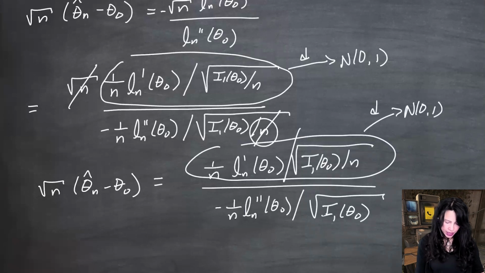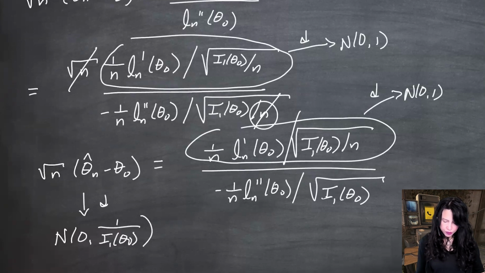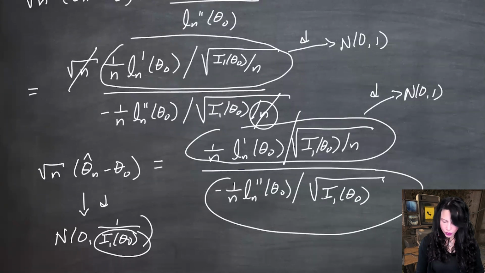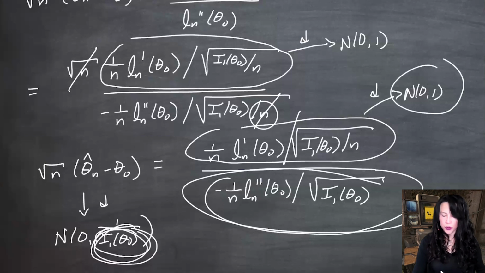Now remember, we're trying to show that this left side is converging in distribution to a normal 0, 1 over I1 of theta naught. So hopefully the denominator here is converging to the square root of this. Then when you take 1 over the square root of this times this normal 0, 1, that's how you get the thing we're trying to get, the normal 0, 1 over the one-dimensional Fisher information.